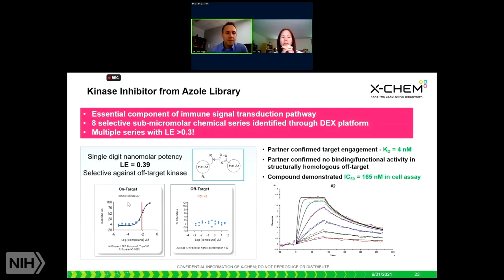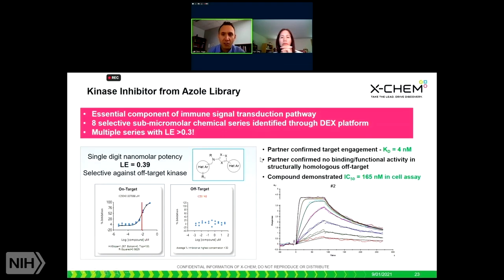This compound was single-digit nanomolar active in the on-target assay, about 8 nanomolar, shown on the curve on the left-hand side here. It did not hit the off-target, so this definitely matched the profile that the partner was wanting. It has a ligand efficiency of 0.39. The partner took this compound in-house. They did some experiments as well. Some of their data is shown on the right-hand side.